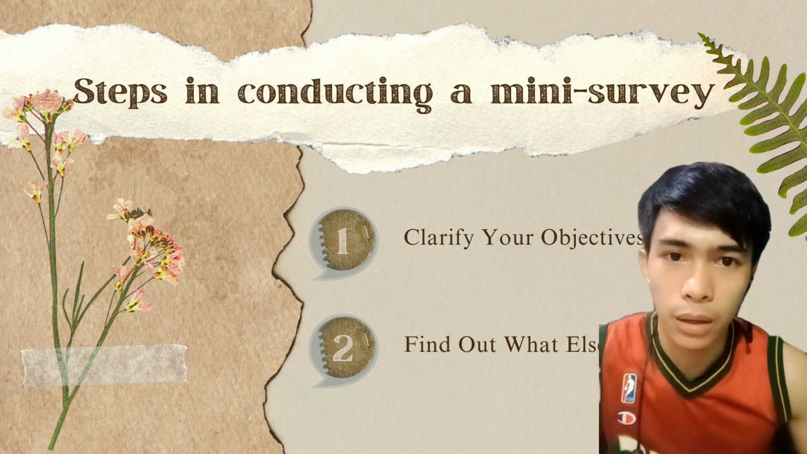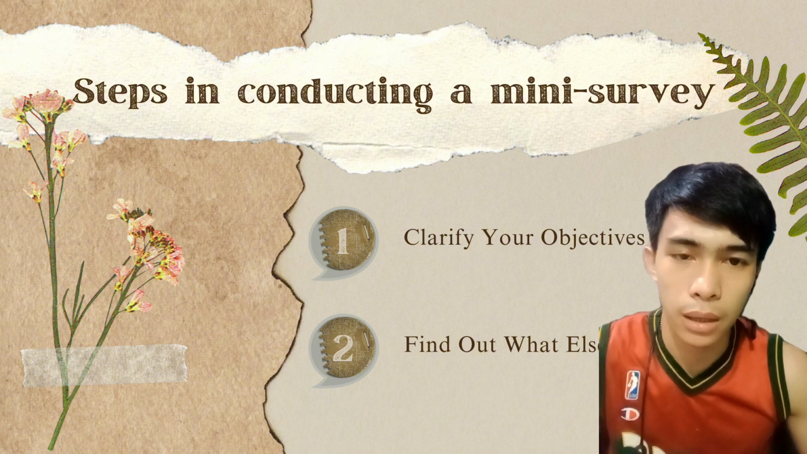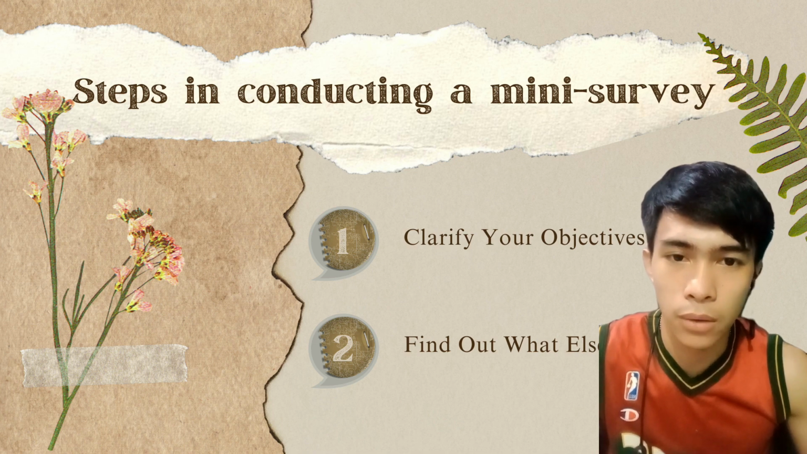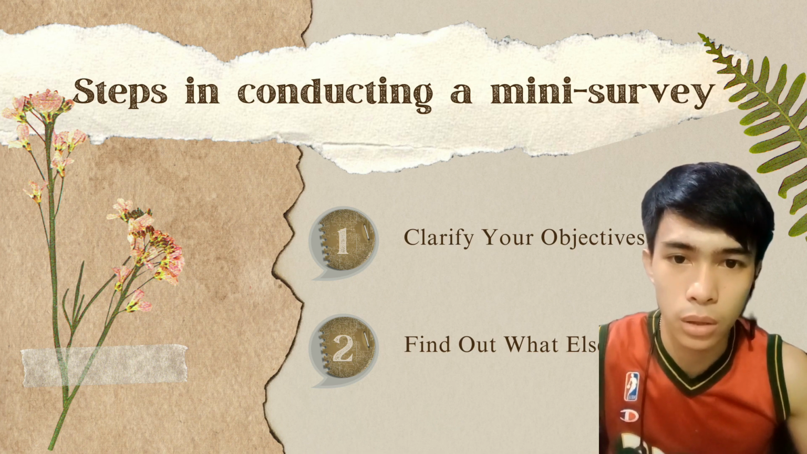The second one is find out what else has been done. Prior to conducting a mini survey, research existing literature and past surveys related to your topic of interest. Understanding what has already been done provides a valuable context and helps avoid redundancy. Analyze previous findings to identify gaps in knowledge and opportunities for further exploration on your mini survey.